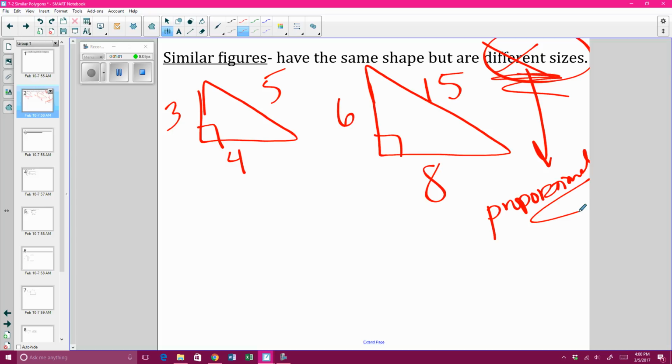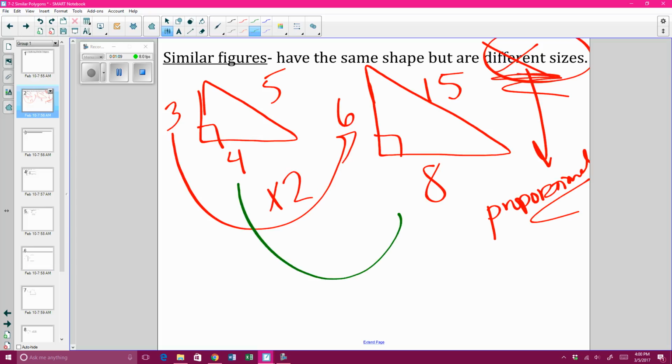And proportional just means that they are changing with the same scale factor. So if you look at this triangle, how do you get from 3 to 6? You multiply it by 2. And how do you get from 4 to 8? You multiply it by 2. But how do you get from 5 to 15? You multiply it by 3. And therefore, they are not actually similar figures.